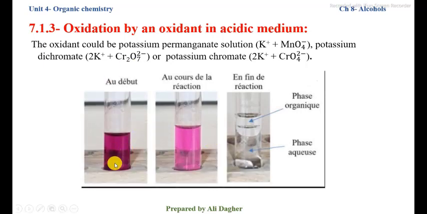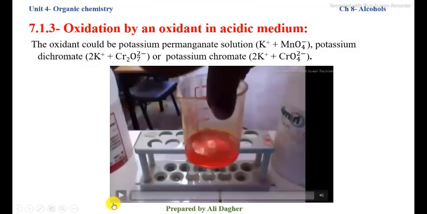Then the color of the solution at the beginning of the oxidation is purple. The intensity of color decreases, fades till the solution becomes colorless. Disappearance of the purple color means the permanganate ions are completely transformed into manganese ion Mn2+, which is colorless.